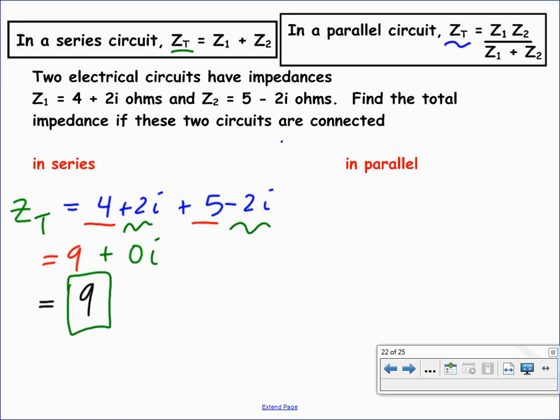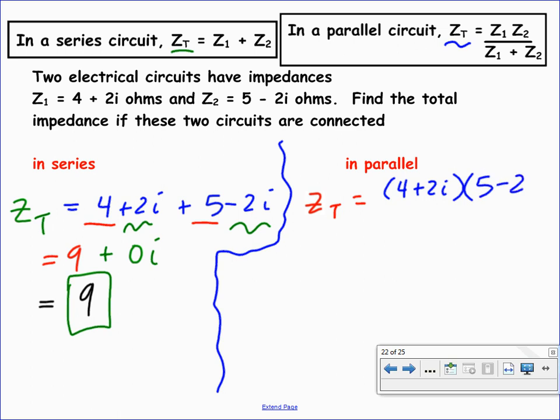So the product of the two numbers would be given by 4 plus 2i times 5 minus 2i. There's my product, Z sub 1 times Z sub 2, all over, and the bottom's easier. The bottom is just that sum, Z sub 1 plus Z sub 2. Well, we already did that, didn't we? That was the 4 plus 2i plus 5 minus 2i. Let's go ahead and see how that goes.